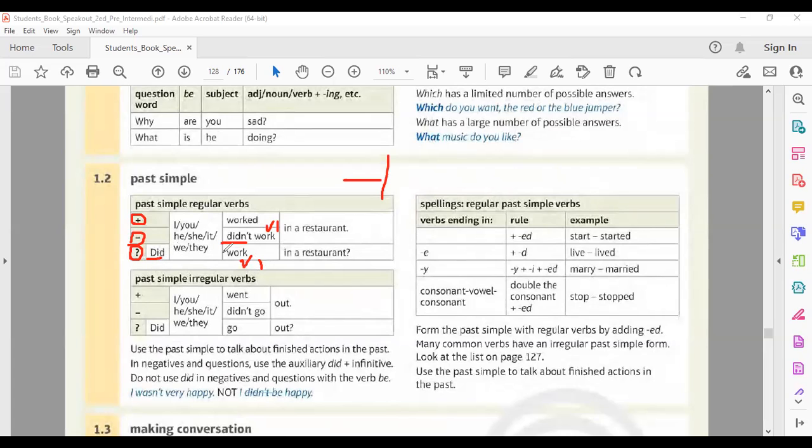So to make it a question, logically, you will put the helping verb, which is did, before the subject, which is the pronouns here. So did you work in a restaurant? Did he work in a restaurant? Did they work in a restaurant, etc.